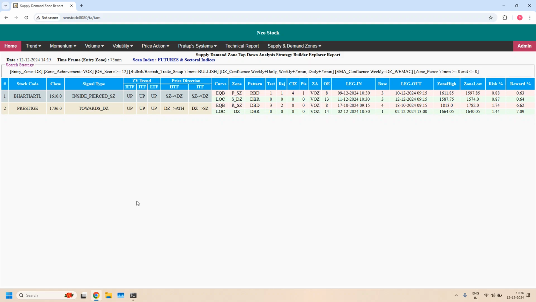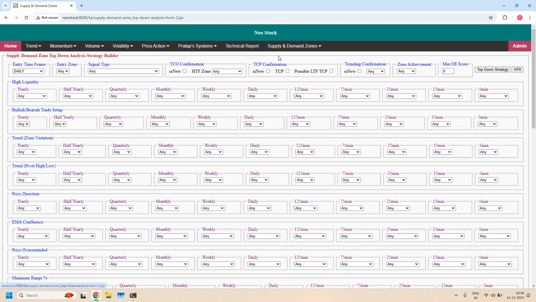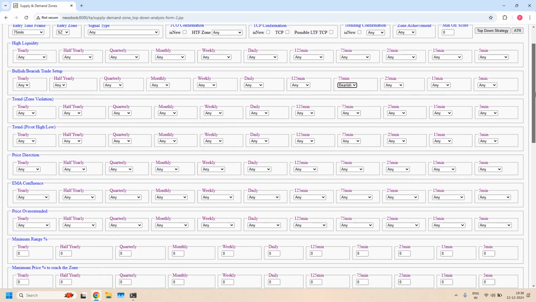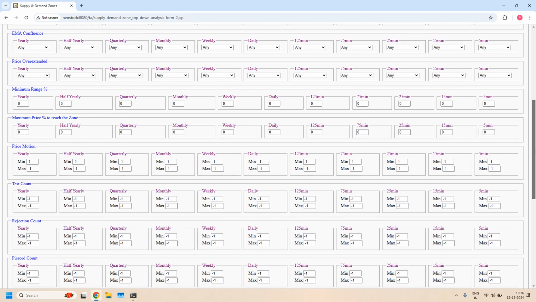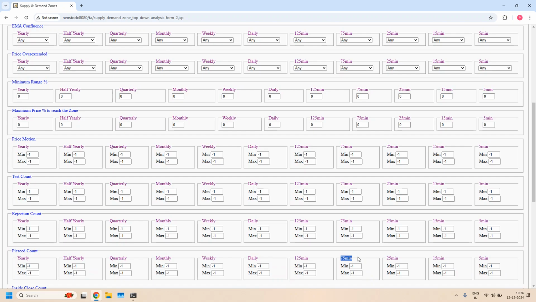This is about bullish trade setup for weekly income trade. Next, bearish trade setup for weekly income trade. Entry time frame 75 minutes. Entry zone supply zone. In bullish or bearish trade setup at 75 minutes, I am selecting bearish. These 75 minute supply zones should not be pierced. So in the pierced count at 75 minutes time frame, I am setting minimum value 0, maximum value 0.